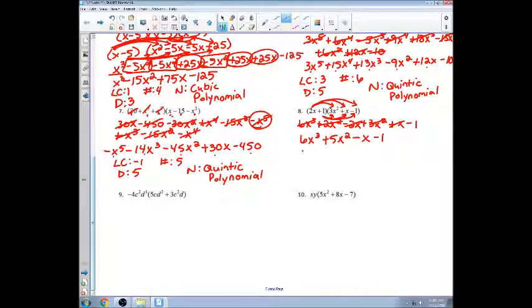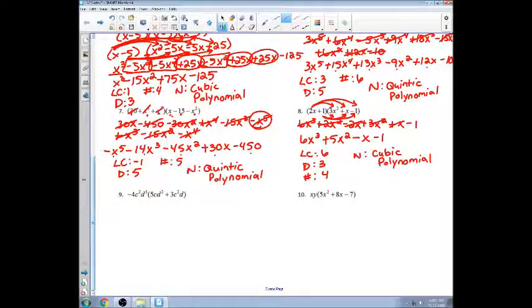The leading coefficient here would be 6. My degree would be 3. The number of terms would be 1, 2, 3, 4. So the name of this polynomial would be a cubic polynomial.